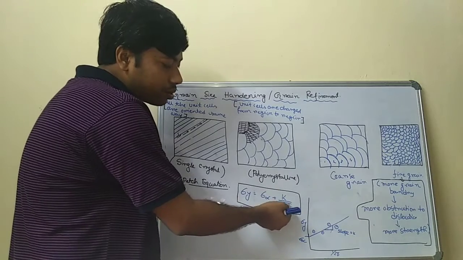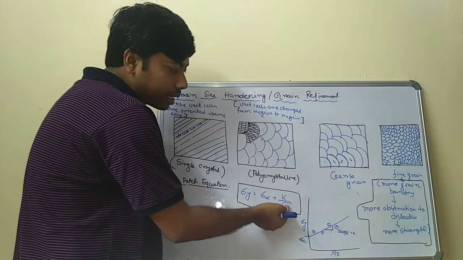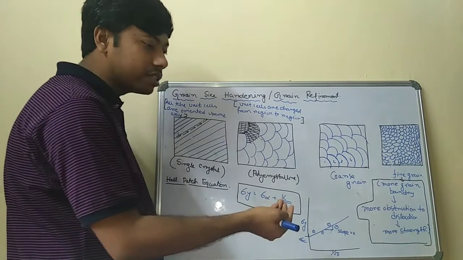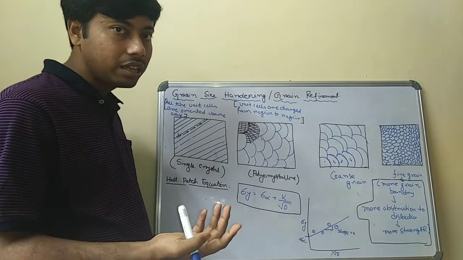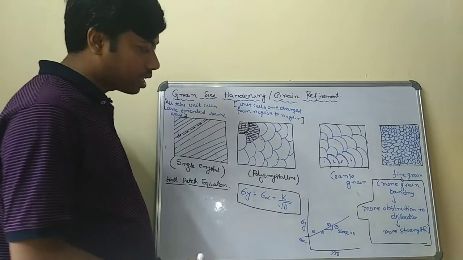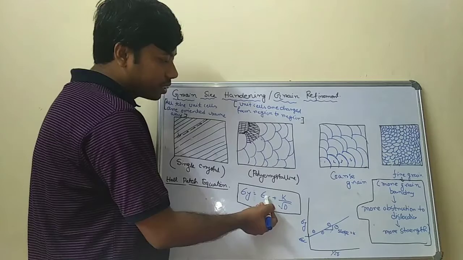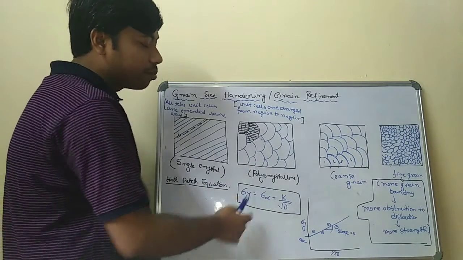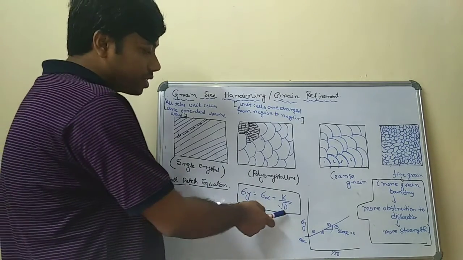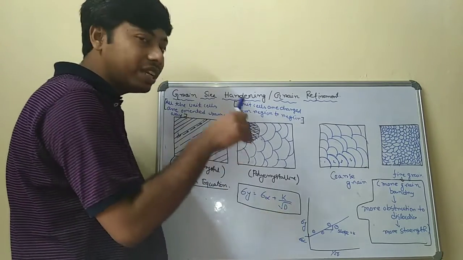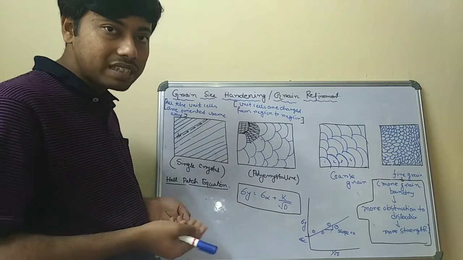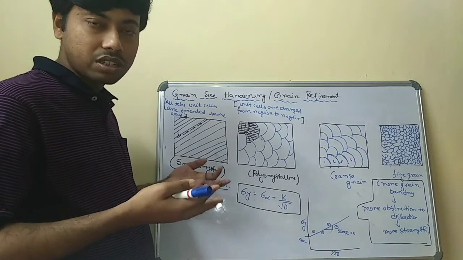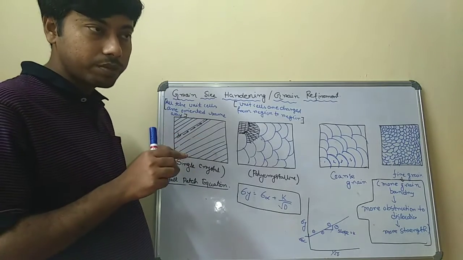Now if you increase the diameter of the grain, the grain structure becomes coarse. If the coarse grain structure is there, and sigma infinity and k are both constant, then obviously if d is increased, sigma y will decrease, meaning yield strength decreases. Why? Because there are fewer grain boundaries, as you know, in this particular structure of the material.